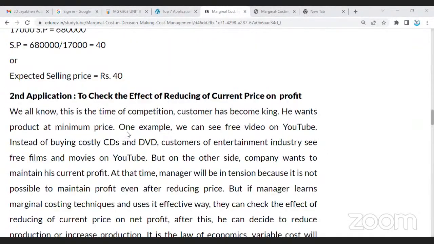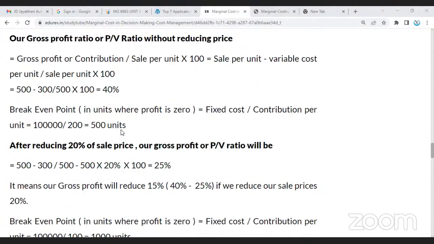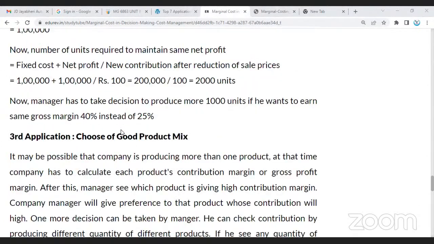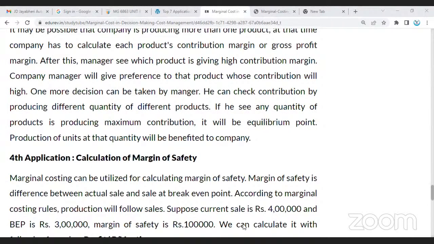The second is reducing the current price on profit. So we can use this marginal costing concept for various purposes, and we'll go one by one. Right, so the first one, fixing the selling price, we discuss now.